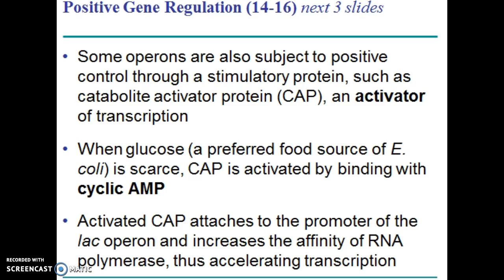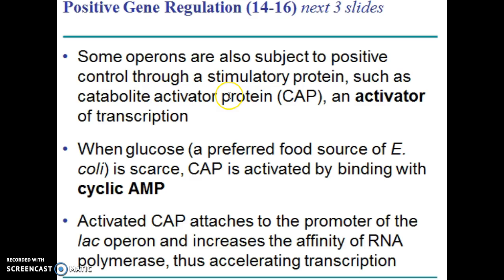Questions 14 through 16, which we'll be covering on the next 3 slides, so it's not all right here, deal with 2 items: CAP, which is short for catabolite activator protein. It is an activator of transcription. And cAMP, or cyclic AMP. So question 14 is asking what CAP is and how it works. Your answer is right here for the first part.